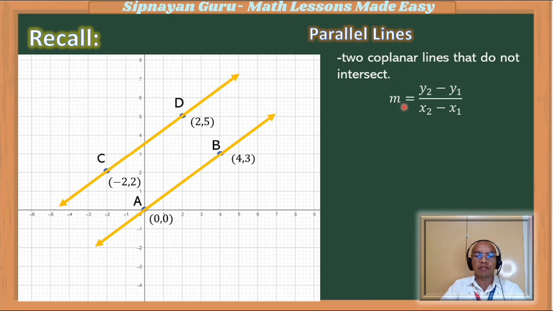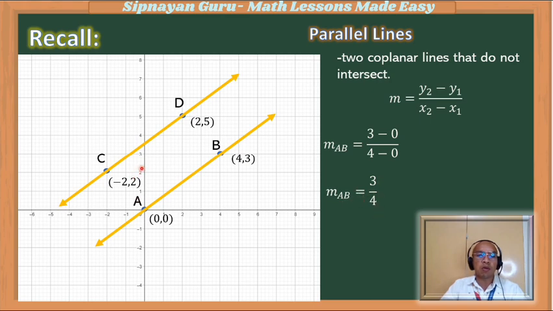And we all know that in finding the slope given 2 points of a line, we have the formula: slope is equal to y sub 2 minus y sub 1 all over x sub 2 minus x sub 1. The slope of line AB, our y sub 2 would be 3 minus y sub 1, which is 0, over our x sub 2, which is 4 minus 0. So the slope of line AB is 3 over 4.